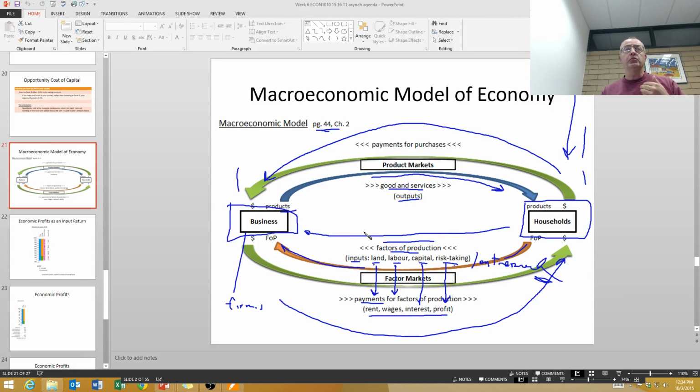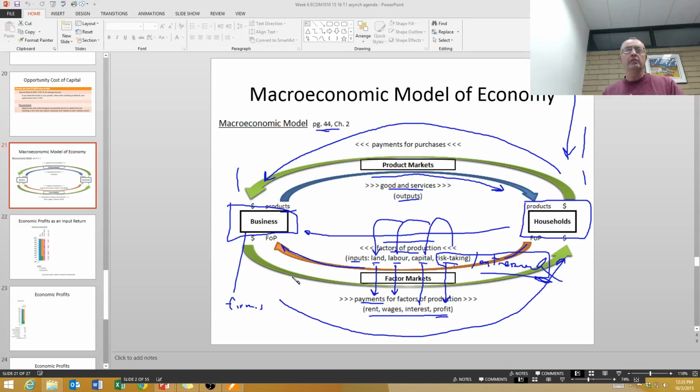Anyways, the point is when businesses make use of these inputs from households, they have to pay for each one of these inputs. And one of the inputs is called entrepreneurial skill or risk-taking, and there's a payment for it. Risk-taking is a factor of production just the same way that machinery is, just the same way that our time is that we sell to our employers, and just the same way as land that buildings are built on. Each one of these is a factor of production.